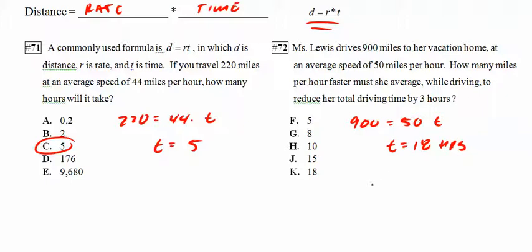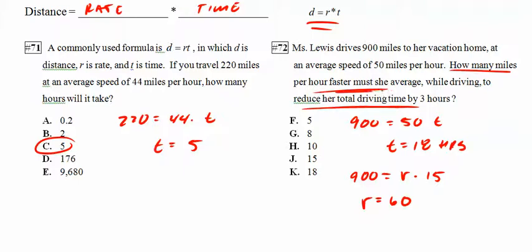Now she wants to go faster. She wants to get to this location in 15 hours. So how fast does she go if we have 15? Divide it, you'll find that r equals 60. And then you got to read the question. How many miles per hour faster? And that's 10 miles an hour faster. So H.